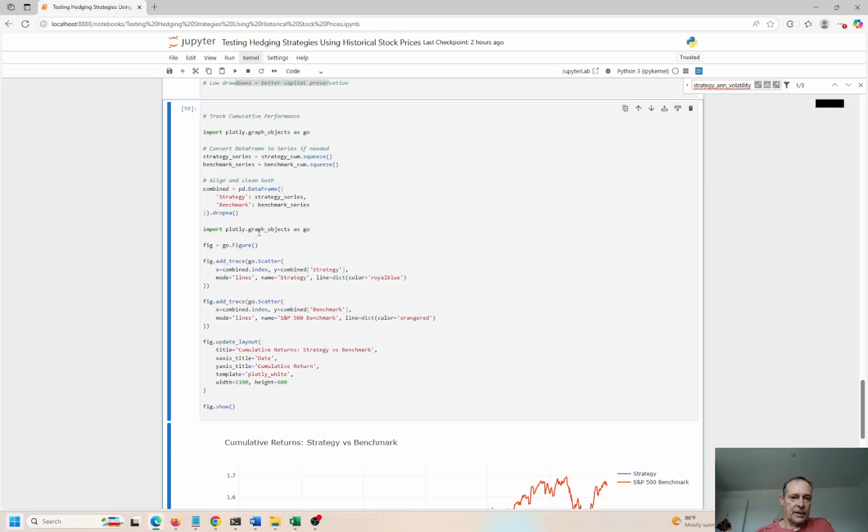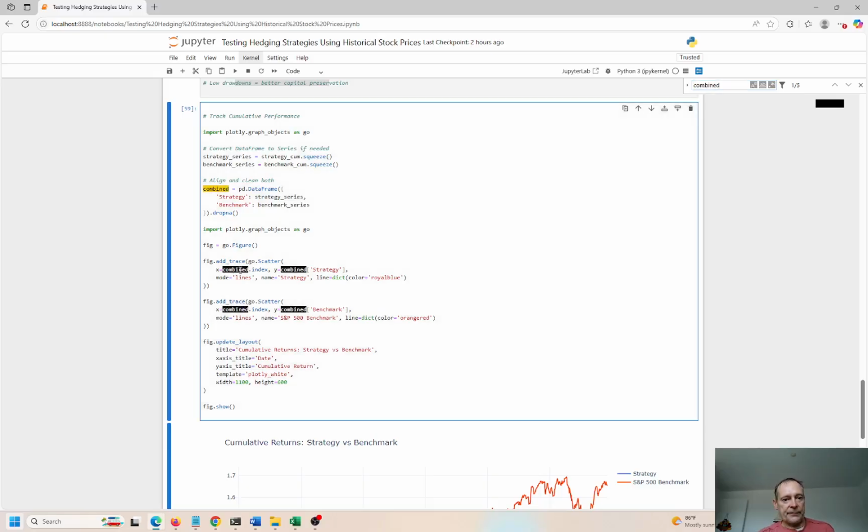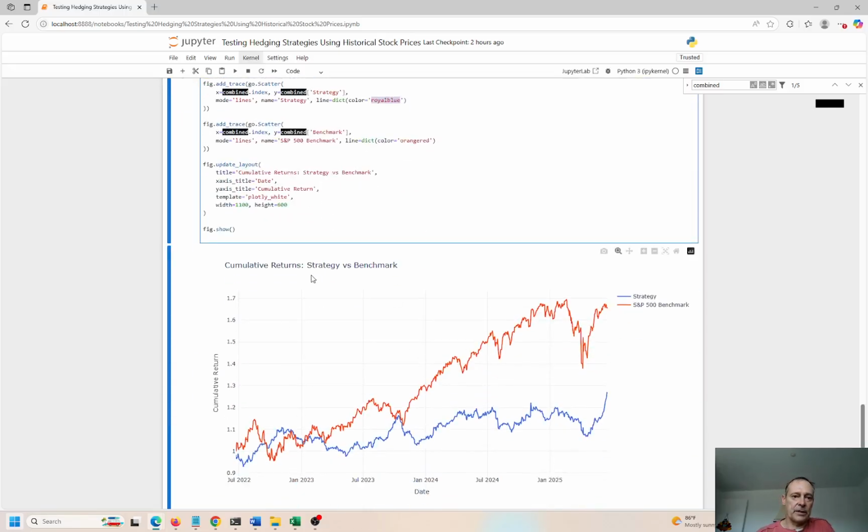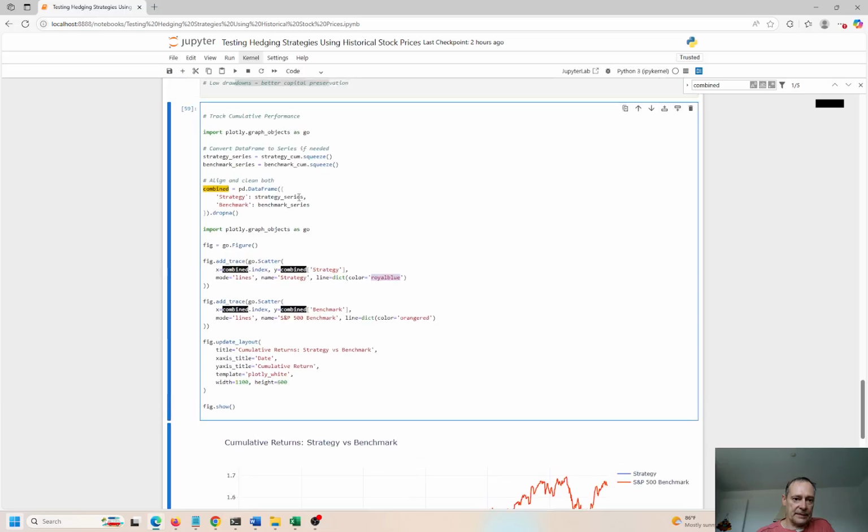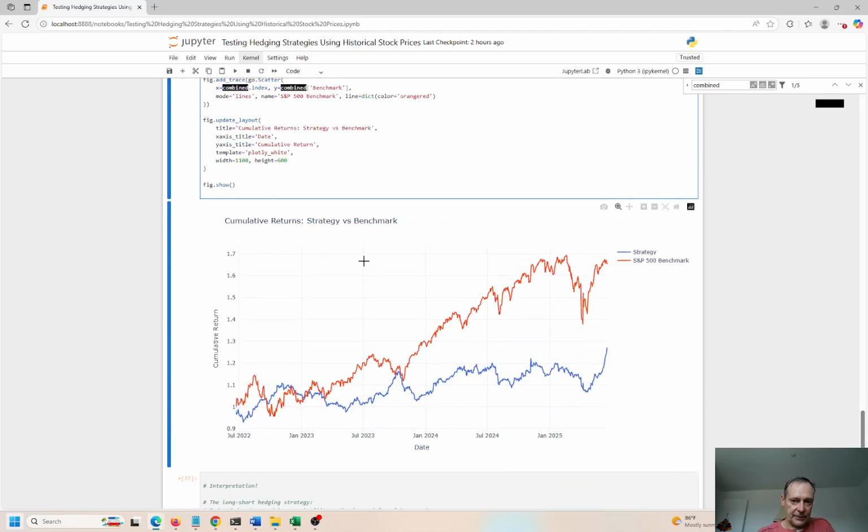Okay, so we have the combined portfolio over here, Control F. This is our combined portfolio. X axis is going to be the index, and the Y is going to be the strategy that we're using. This is just going to be a basic line chart, and I'm going to use blue for the strategy and red for the benchmark here. And we can go ahead and dump all of that into this scatter plot, and we can see how it looks.